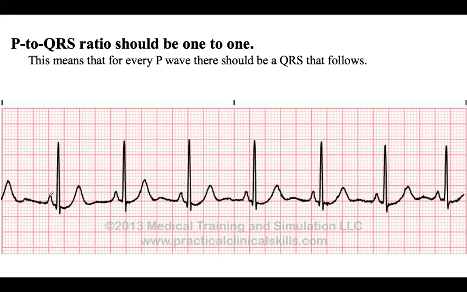So I have P, QRS, T, P, QRS, T, P, QRS, T, P, QRS, T, and so on. So every P is followed by a QRS complex. So my answer would be yes. In this scenario, I do have that.